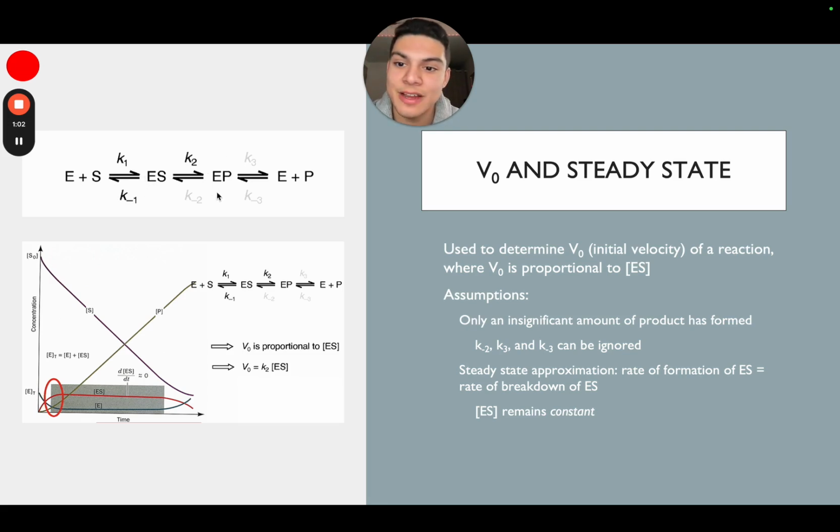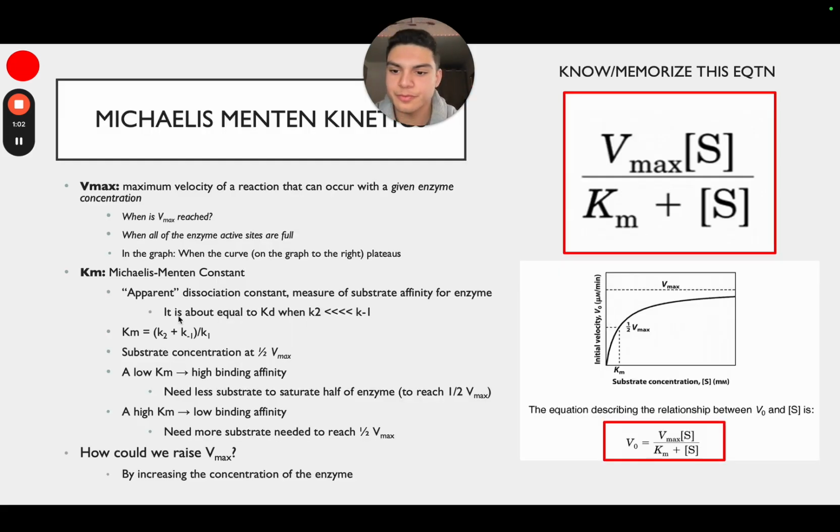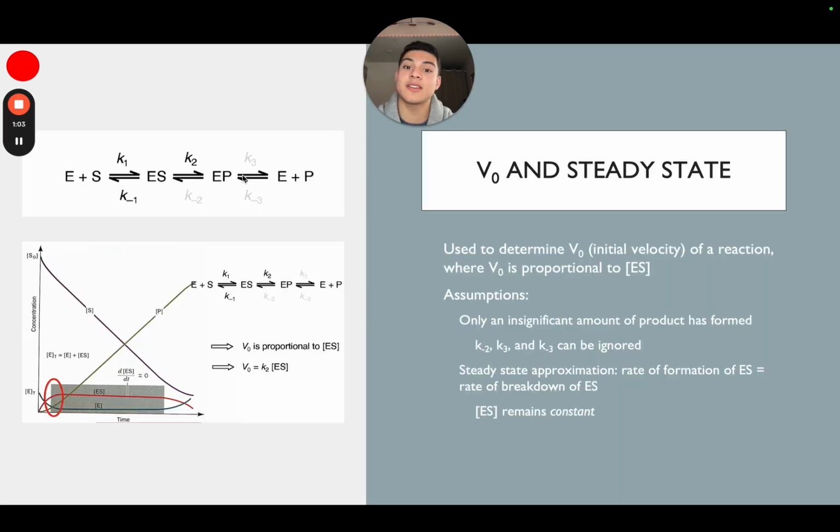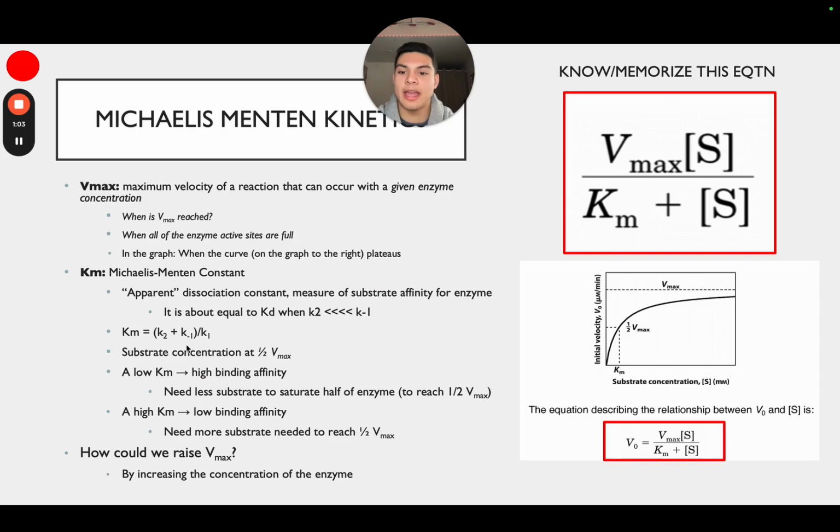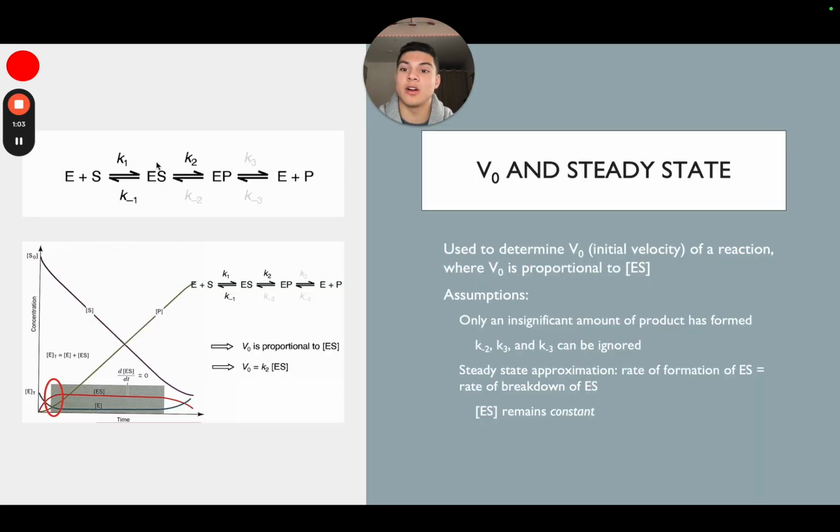At this point we're saying that there is some EP forming, that this K2 is now decreasing because of the K negative 2. And so we're seeing now some of the ES driving more towards K negative 1. And so the Km is also known as the apparent dissociation constant. One way to calculate it is taking K2 plus K negative 1, where either the ES goes to the product or the ES goes to the separated version, and you're dividing it by K1 to go to the ES.